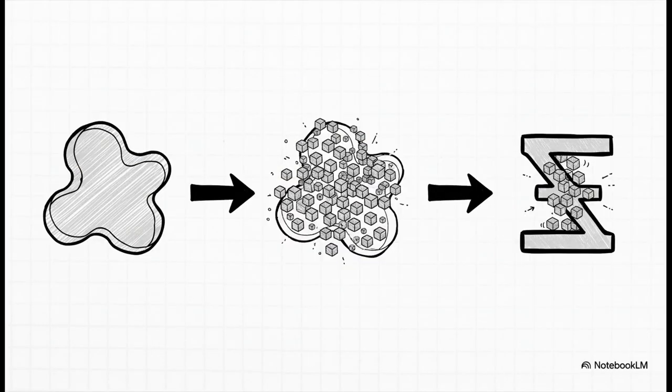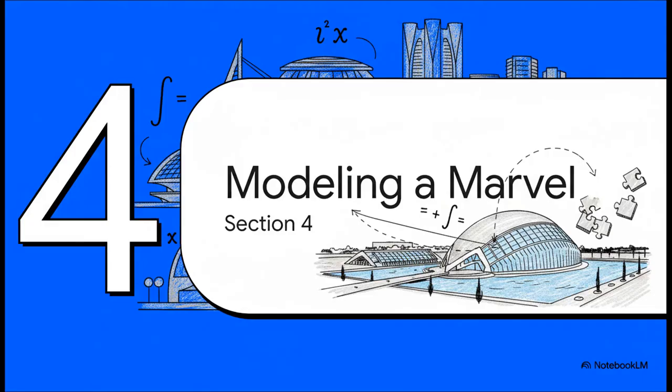This whole slicing and summing thing, that's the heart of integration, a huge part of calculus. You're basically using an infinite number of super easy calculations to solve one single, ridiculously hard problem. It's genius, really. All right, Section 4, modeling a modern marvel. We've got our secret weapon. Now let's go back and actually use it on that building.